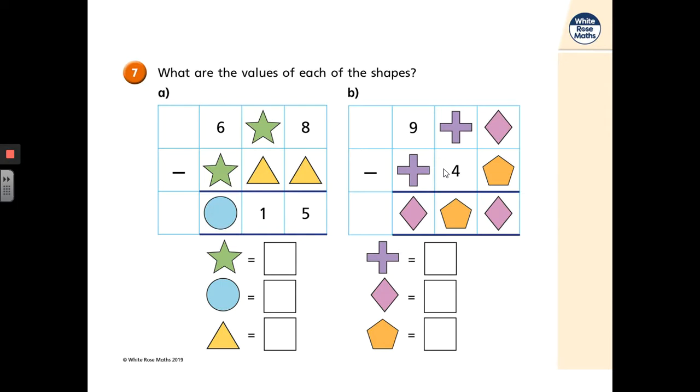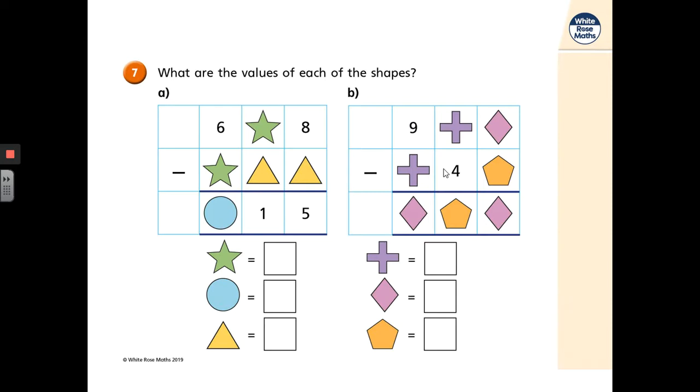Number 7. What are the values of each of these shapes? So now you need to try and think carefully. Remember, we are not doing any exchanging today. So all of these numbers should be within 10. You shouldn't have to do any crossing out and carrying. So 8 take away something equals 5. Something take away something equals 1. And 6 take away something equals something. So one of those you have to follow quite strictly. The others are a bit more up to you.